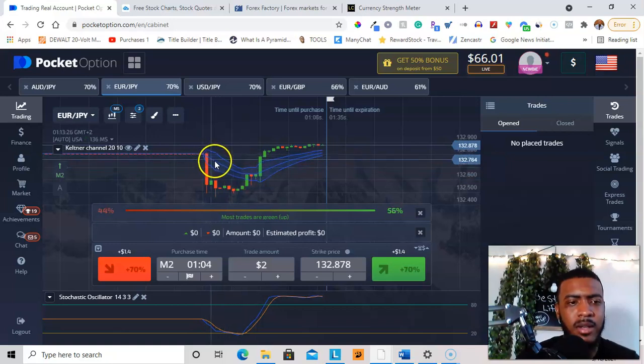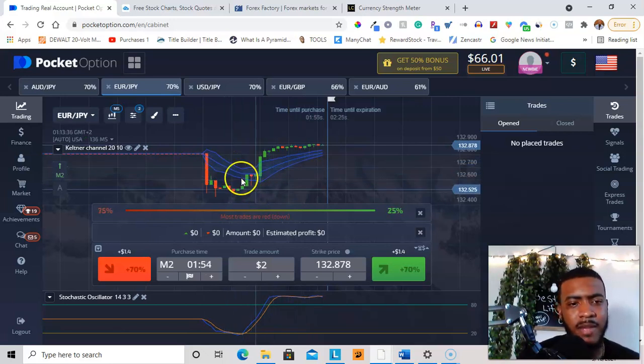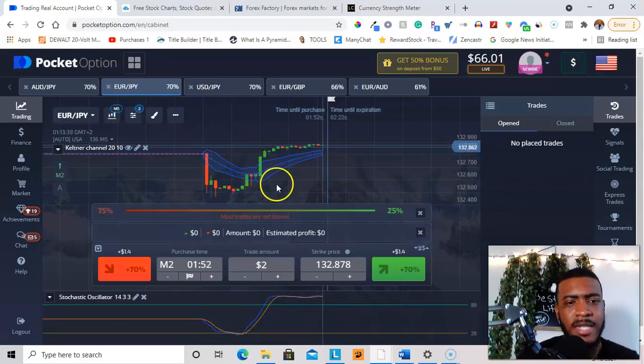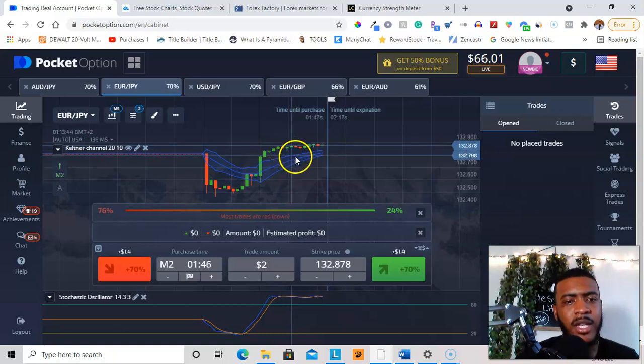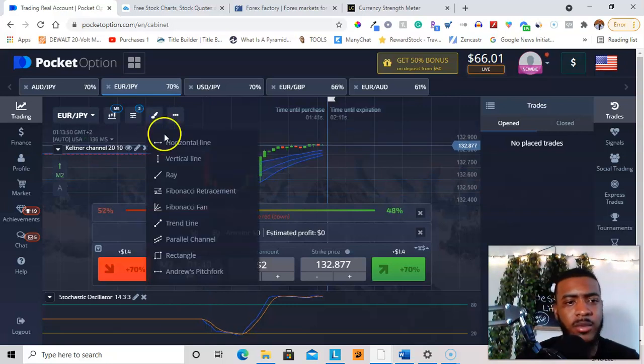I think the reasoning behind the Keltner channel is that this indicator tells you most trading happens between these lines. I forget the exact percentage. When price is outside of the Keltner channel above, we could be looking at overbought; if it's below it, oversold. We also want to look at creating support and resistance lines.